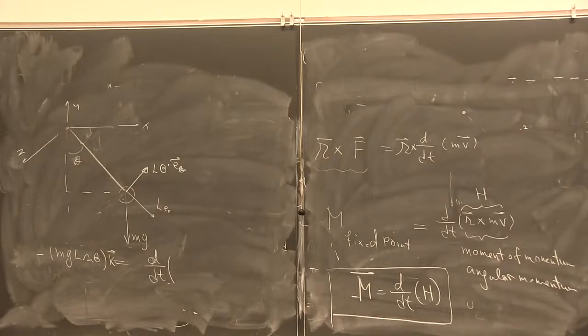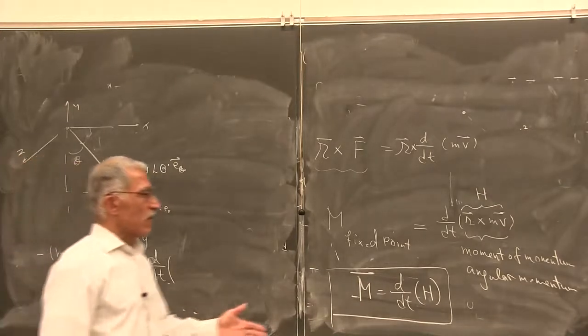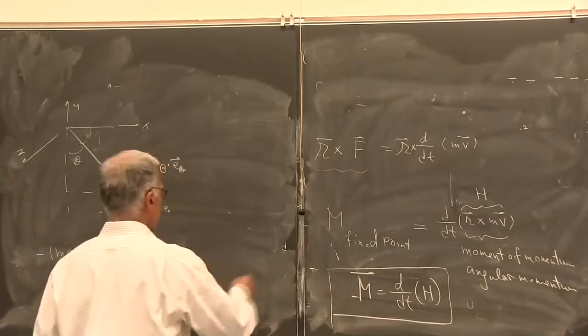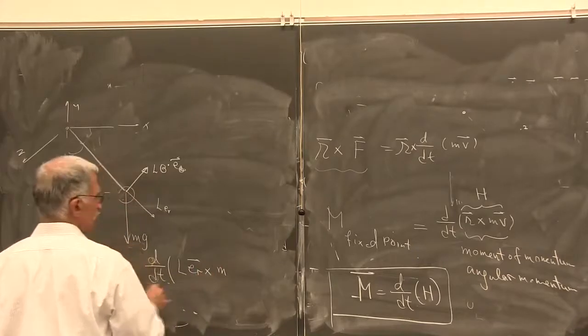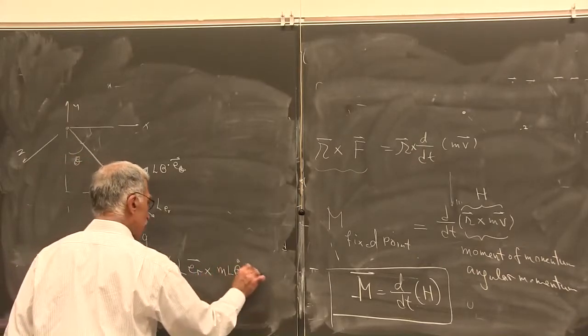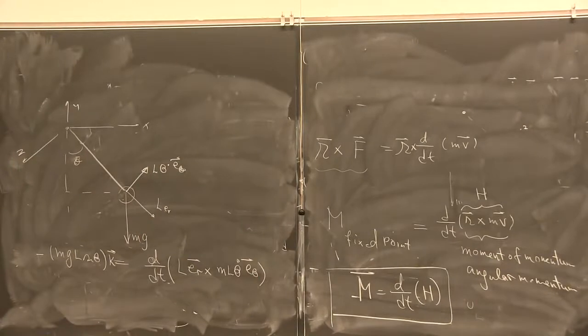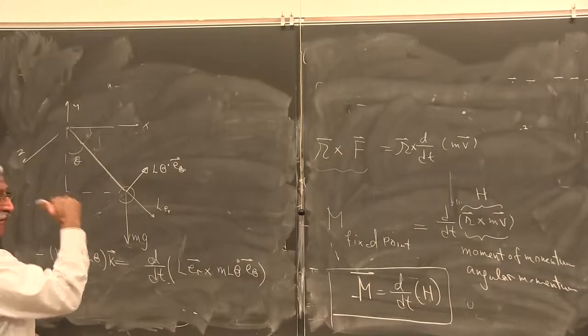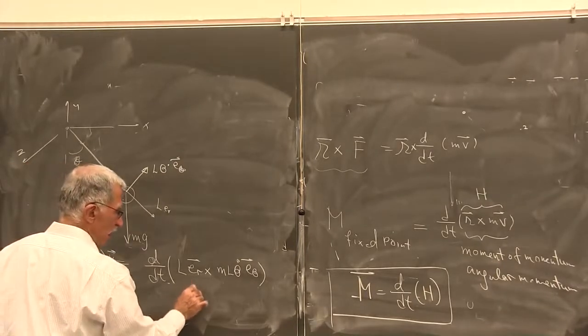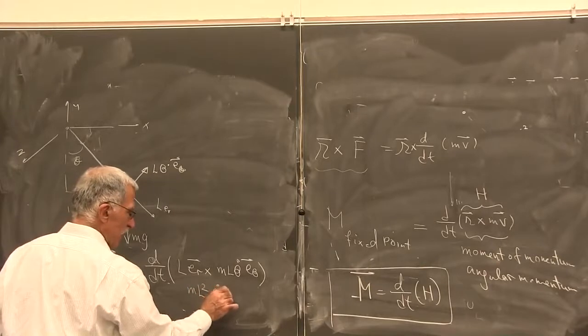And mg times L sine theta, your thumb is going into the blackboard, so minus mg L sine theta k. And that's going to be d over dt of momentum, and that momentum is L e_R times mv. And mv is mL theta dot e_theta. So from here, e_R times e_theta is a positive k. So that becomes mL squared theta dot k.